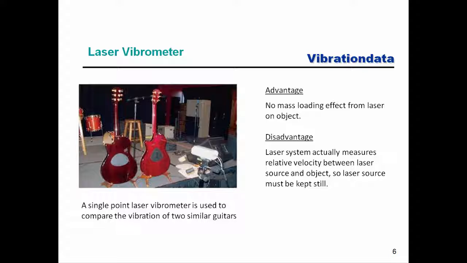Whereas if we took an accelerometer and mounted it to that guitar via wax or glue or whatever, then that would have a mass loading effect on the object. Well, there are some disadvantages to using a laser. Of course, it requires line of sight. And actually, we have to realize that what the laser is measuring is the relative velocity between, in this case, the guitar and the laser source itself. So it's very important to keep the laser source itself as still as possible.